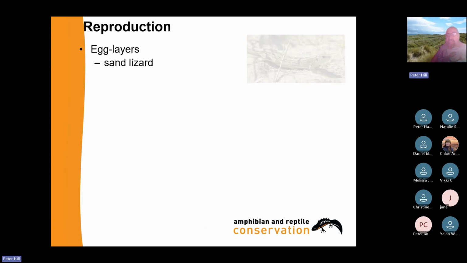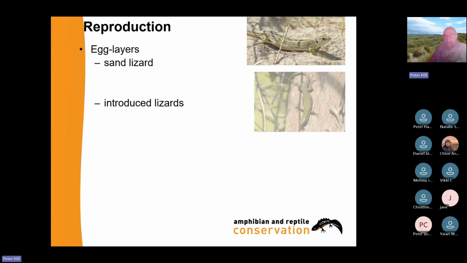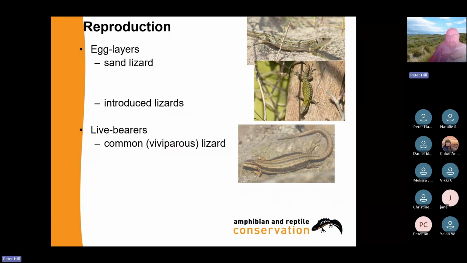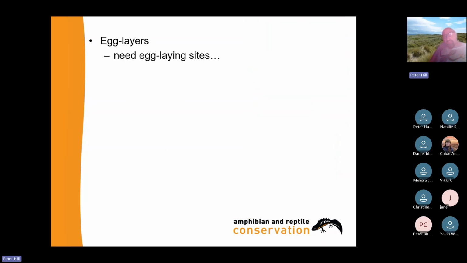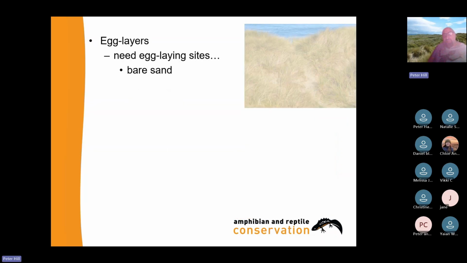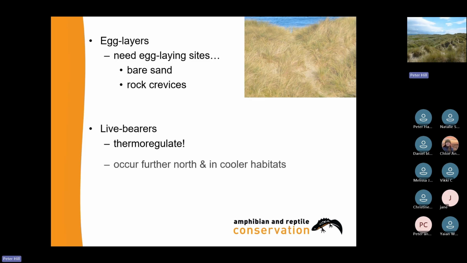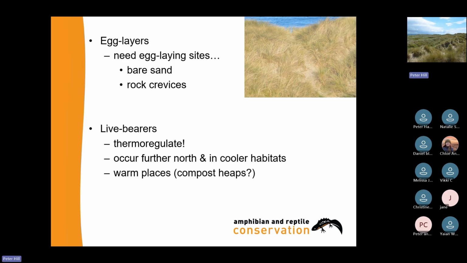So egg layers: the sand lizard and the introduced lizards. Live bearers: common or viviparous lizard and slow worm. If you're an egg layer, you need egg-laying sites, so bare sand in the case of sand lizards and rock crevices in the case of the wall lizards. Live bearers need to thermoregulate and develop their brood. These animals can occur further north than any other reptiles because they don't have to rely on incubating eggs externally. They do use warm places such as compost heaps, particularly slow worms.